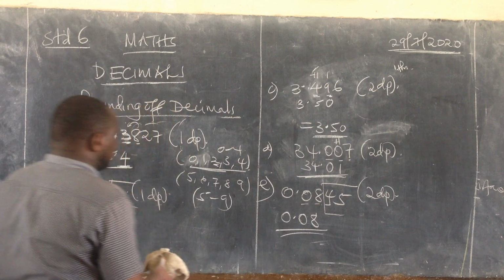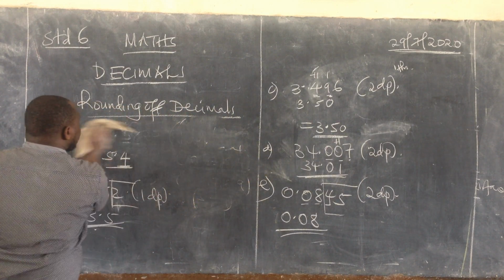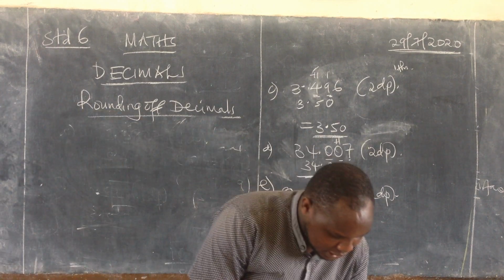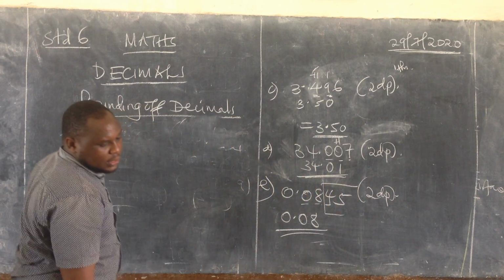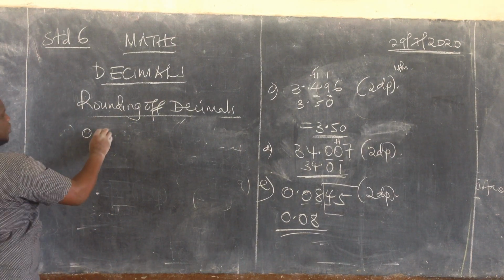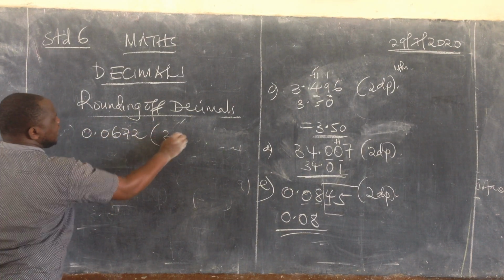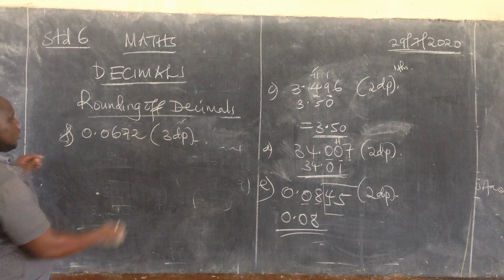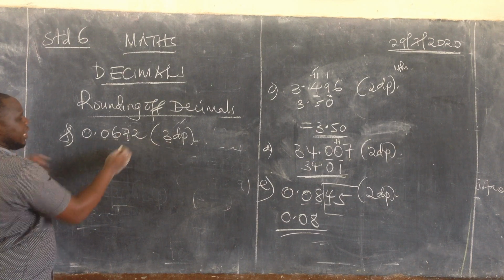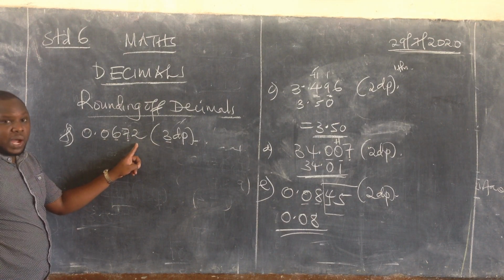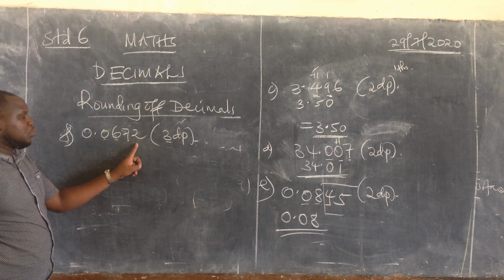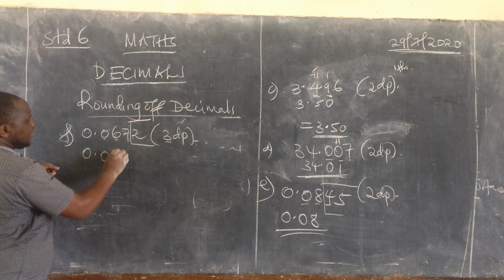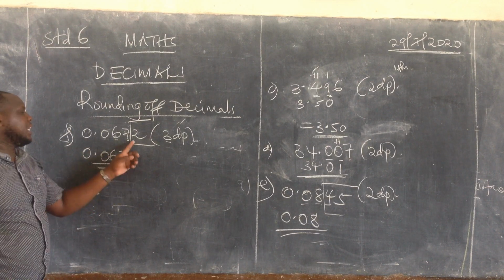Let's see how we round to 3 decimal places. When I'm given a question to round 0.0672 to 3 decimal places. So what do we do here, learner? You count, you have been told 3, so you count 1, 2, 3. Check the fourth one. Is the fourth one between 5 to 9 or 0 to 4? It's between 0 to 4. You ignore this. You remain with 0.067 as your answer.